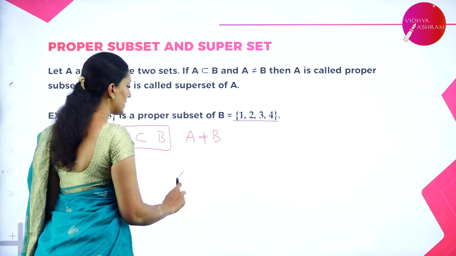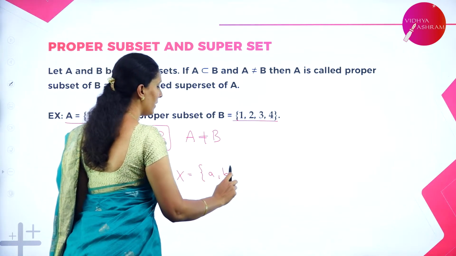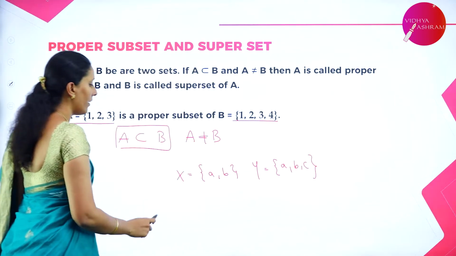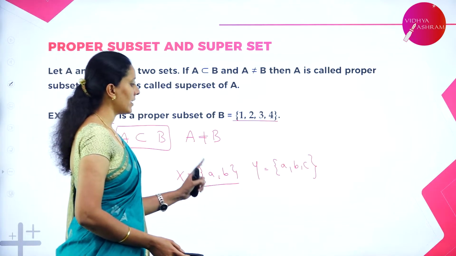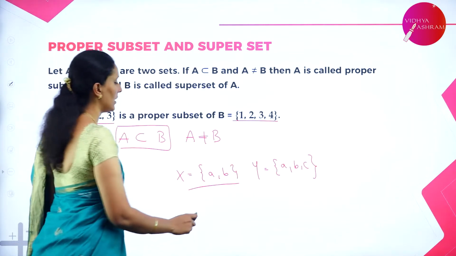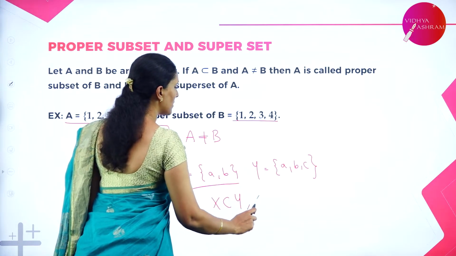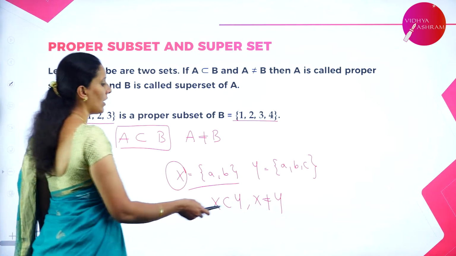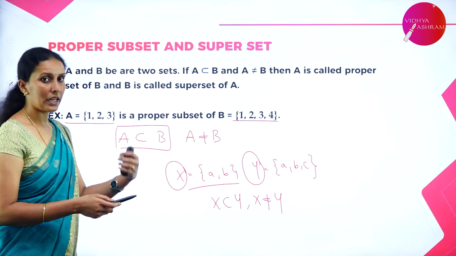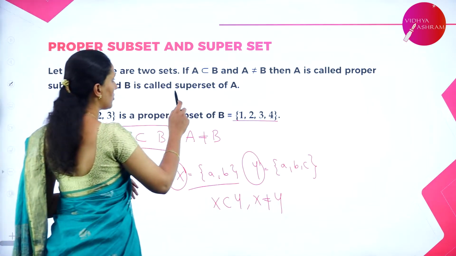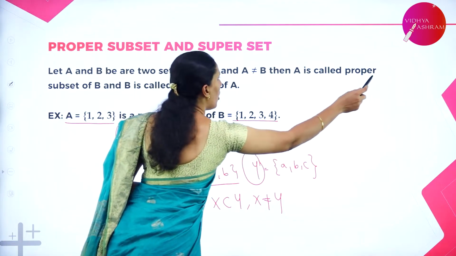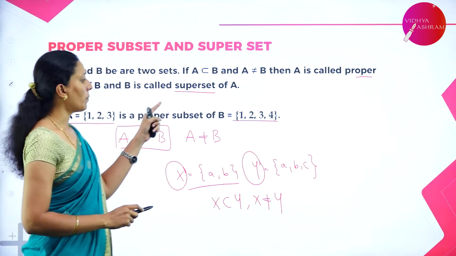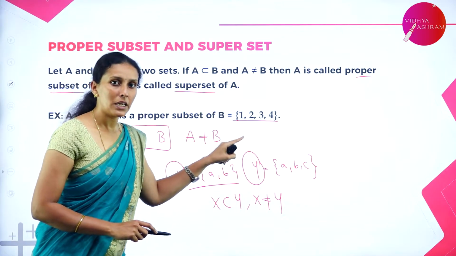Suppose, let me take one more example. X is equal to {a, b} and Y is equal to {a, b, c}. So when I write X as {a, b}, clearly you can see {a, b} is a subset of {a, b, c}. That is, X is a subset of Y, but X is not equal to Y. In this case, we call X a proper subset and Y a superset. That is, the bigger set containing more elements is called the superset and the smaller set is called the proper subset of the given set. So here we can say A is a proper subset of B, or we can say B is a superset of A.